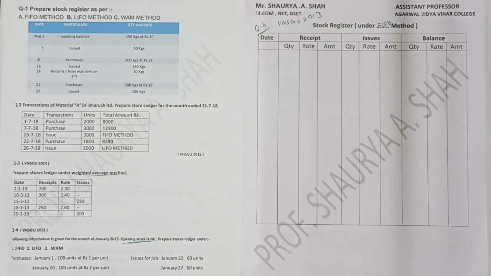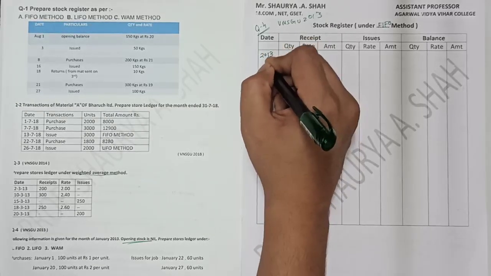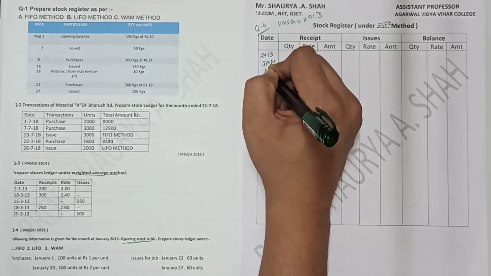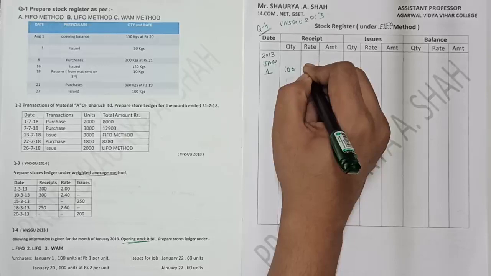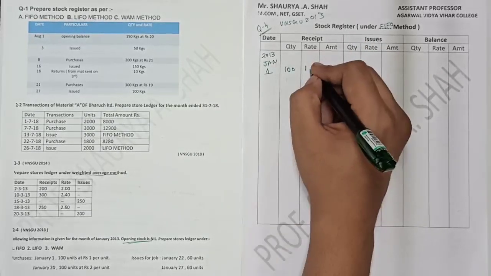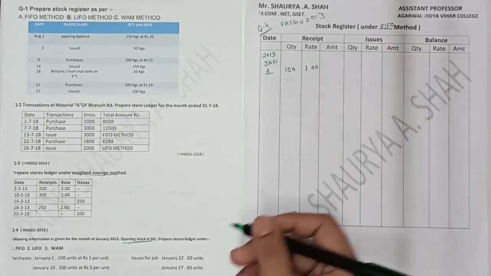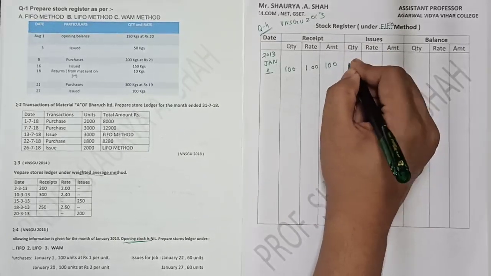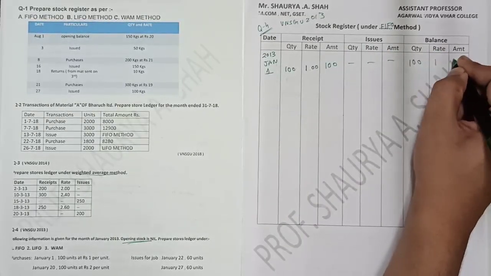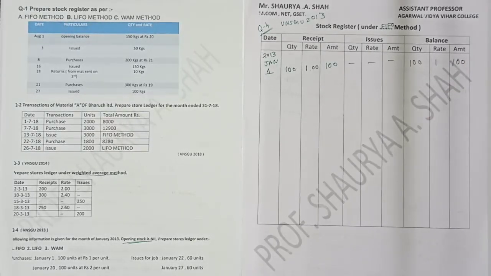What is the first thing, students? It starts from your purchases. As I read in my question, it is January 2013. On the very first day, we'll do it very quickly because it is very easy. You just need to fill in the blanks. January, 100 units at 1 rupee per unit. You can directly write 1.00, or without the decimal point. So 100 into 1, amount will be 100, issue is dash, and quantity will be 100.